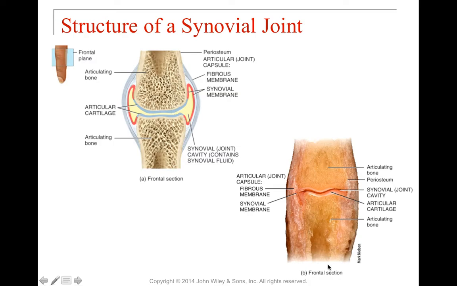Here's the actual dissected tissue of the frontal section of the phalanges. Again, here's articulating bone A and articulating bone B. Here we have the synovial or joint cavity, which is normally filled with synovial fluid. We also are going to have a membranous tissue that here is connecting from one side to the other. Here's the synovial membrane, and here's the articular cartilage right in there.